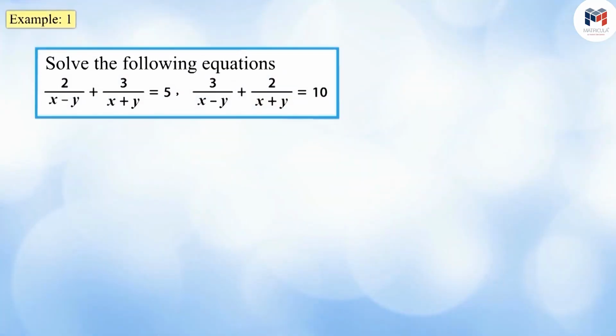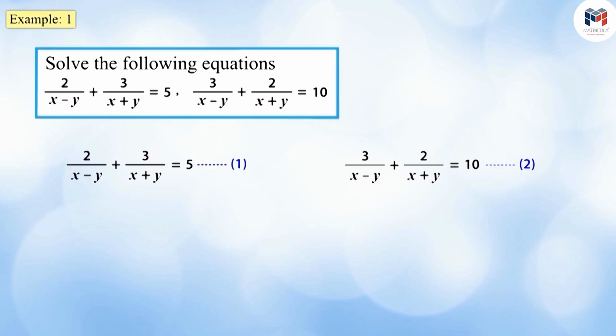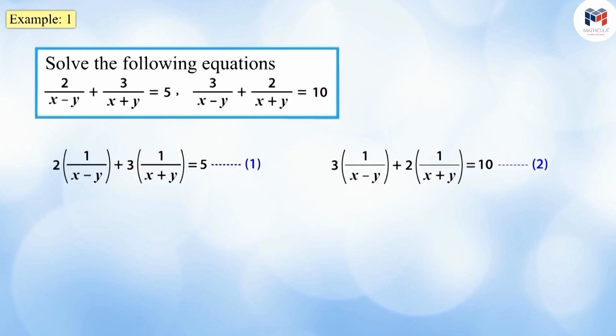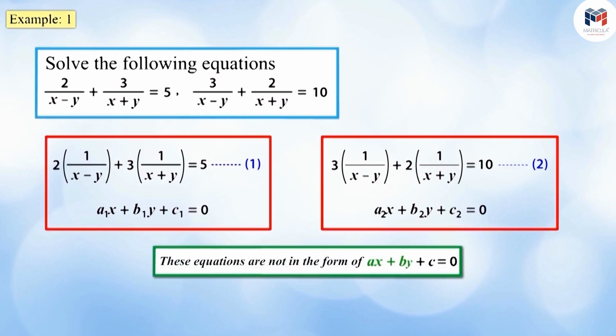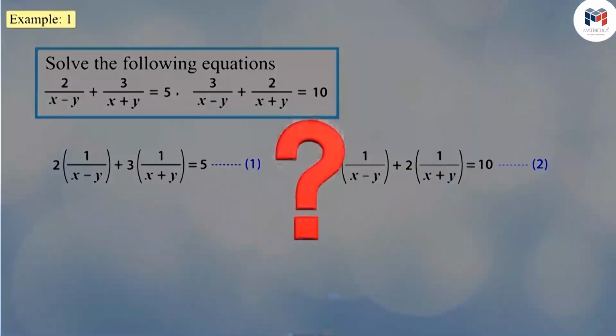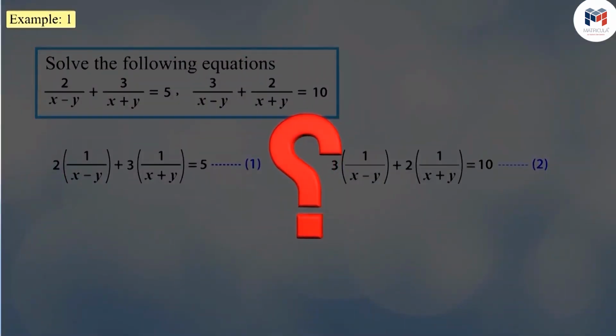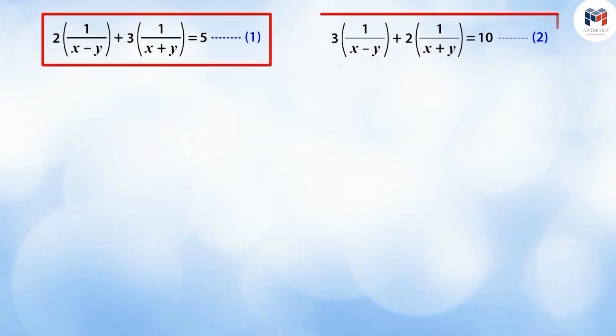Solve the following pair of equations. If this pair of equations is written like this, then you will observe that this is not the form of a pair of linear equations because ax plus by plus c is not equal to 0. Can you tell me what we can do to solve this pair of equations? That's correct. Just by some important replacements, we can change this pair of equations into a pair of linear equations.